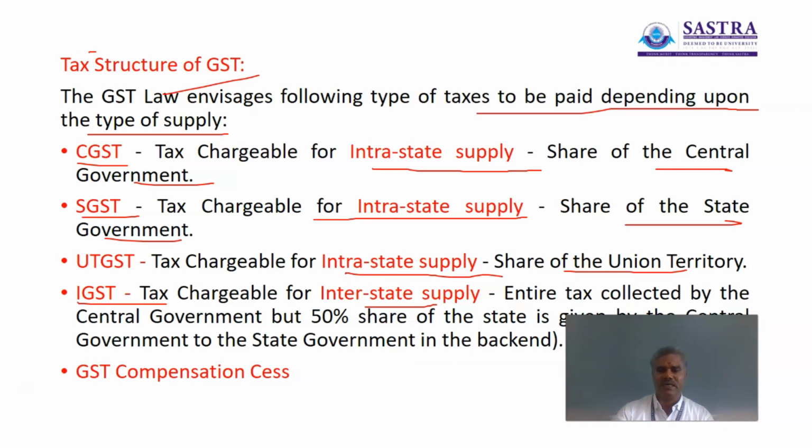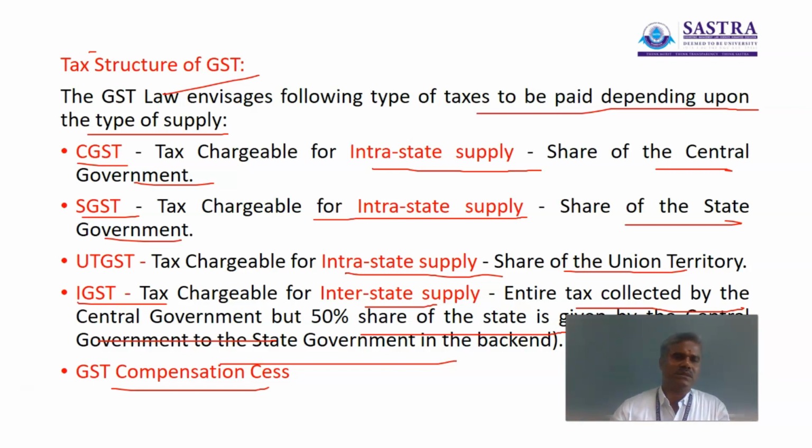Likewise. Here, the entire tax is collected by the central government, but the 50% share of the state is given to the state by the central government. The final one is the GST compensation cess. They are the components of GST, my dear students. So here you have to know this clearly. CGST, SGST, UTGST, IGST.